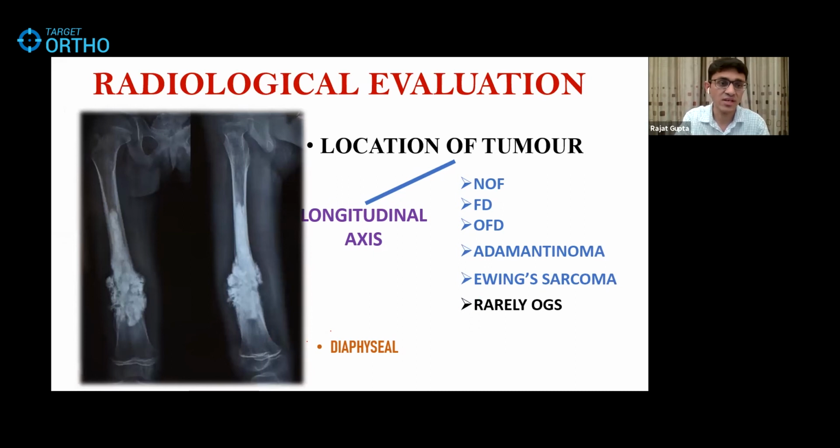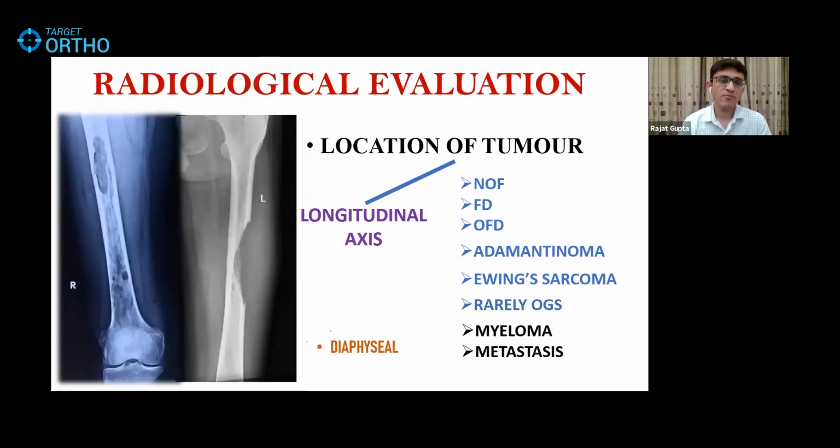For example, you can see the typical ill-defined sclerotic lesion in the diaphysis, which is a hallmark of osteosarcoma. And also we can have myeloma or metastasis again in the diaphysis. On the left, you can see an X-ray of a myeloma, and on the right, there was a metastasis from RCC causing this kind of destruction in the femur.